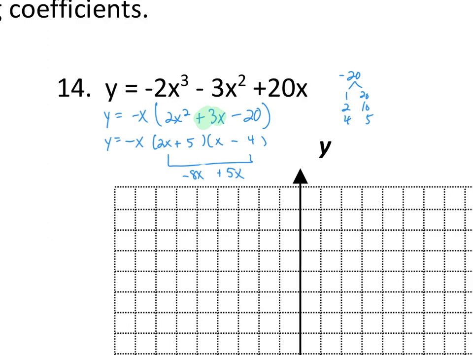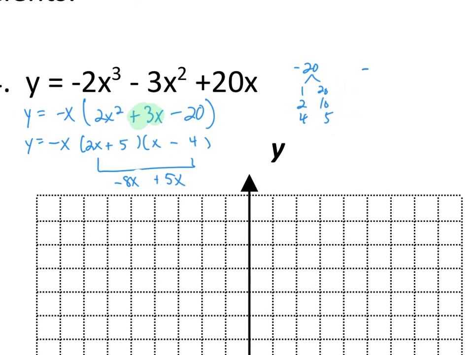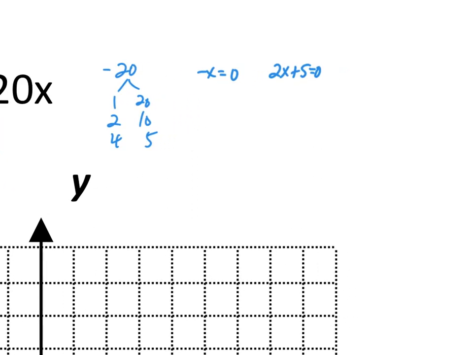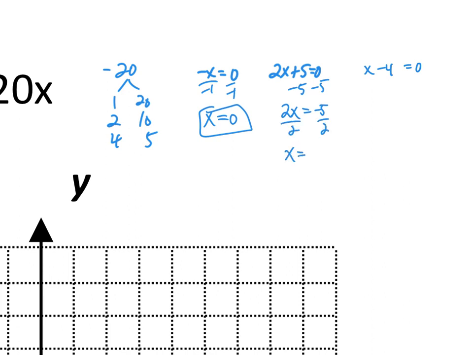All right, so what we need to do is set each of these equal to 0. 2x plus 5 equals 0, and x minus 4 equals 0. Here we divide by negative 1. 0 divided by negative 1 is still 0. The next one I'm going to subtract 5. We get 2x equals negative 5. Divide by 2. We get x equals negative 5 over 2, which is x equals negative 2.5. And then the last one, we add 4, we get x equals 4.